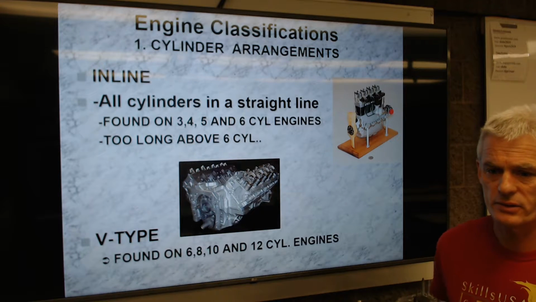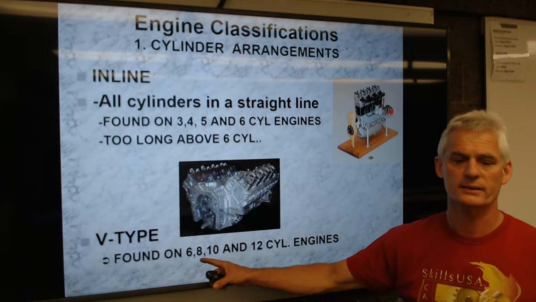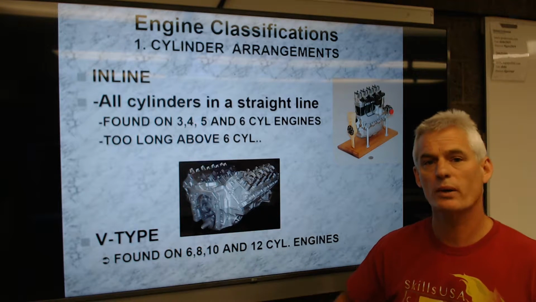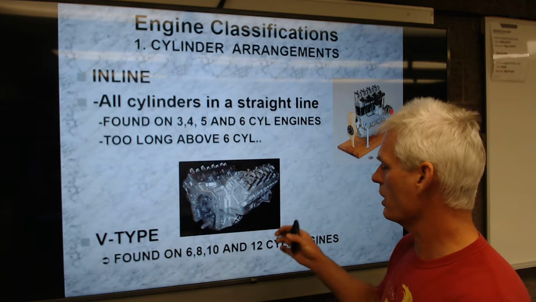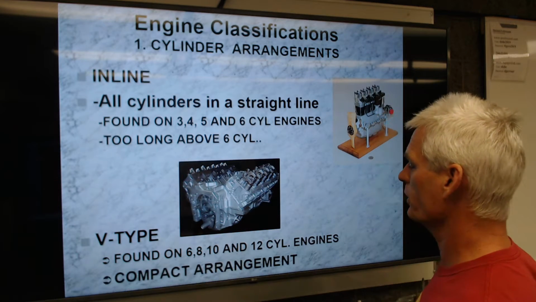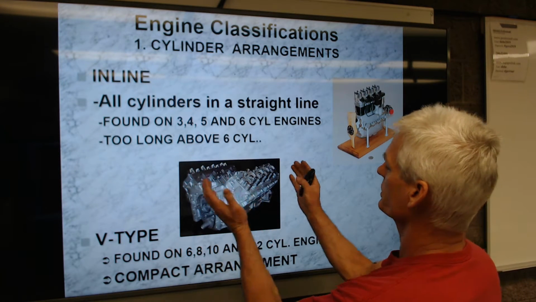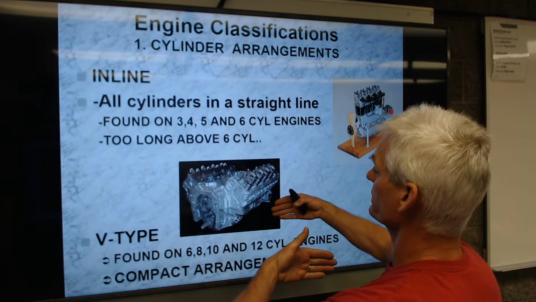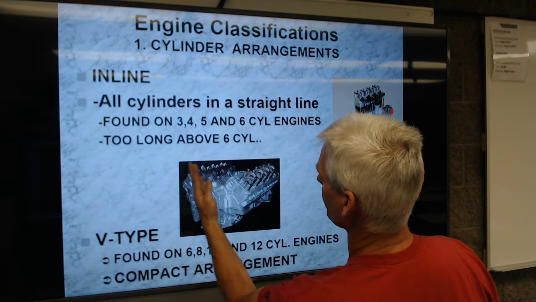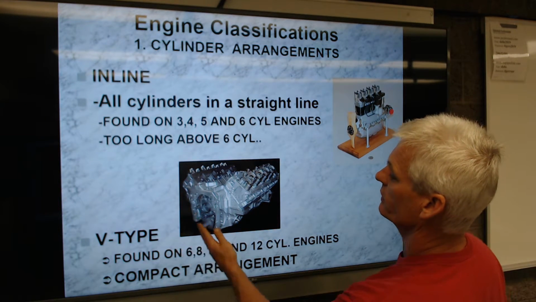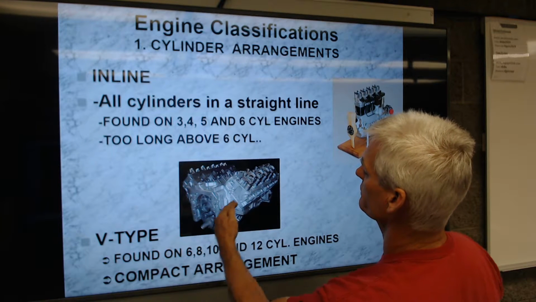There are V-type engines like this one here, and they're found, like it says, on 6, 8, 10, and 12-cylinder engines. It's a more compact arrangement because you're putting more cylinders in a shorter distance. So there's 4 over here and 4 over here. Here's the center of the crankshaft, and it makes a V shape.